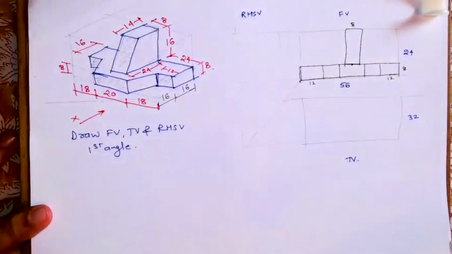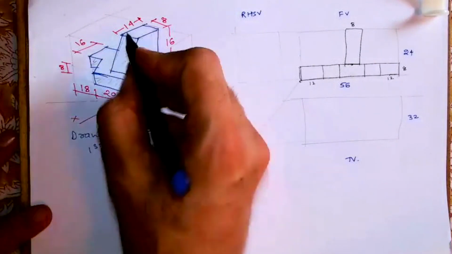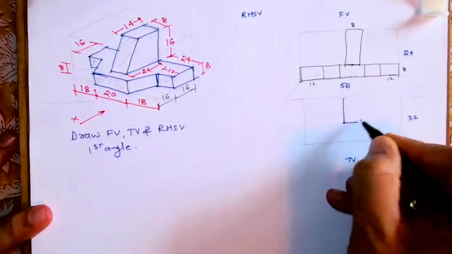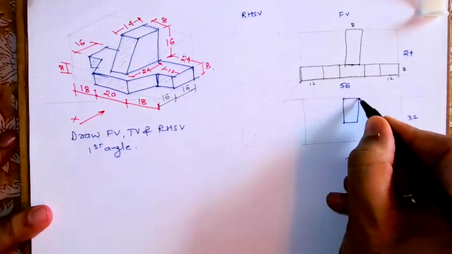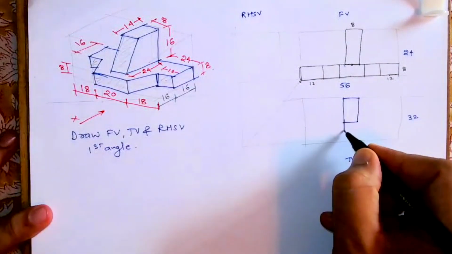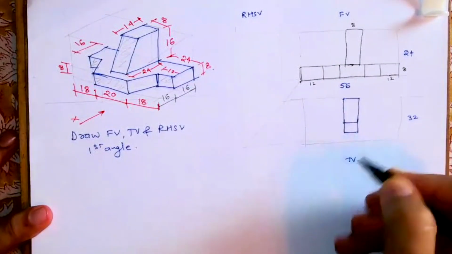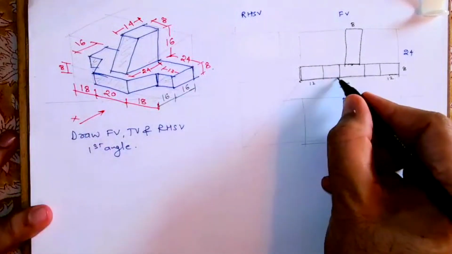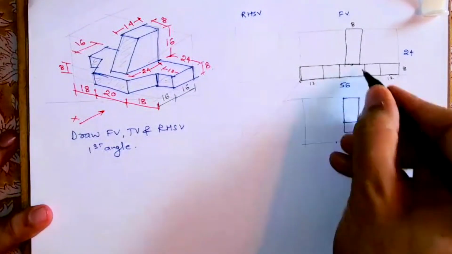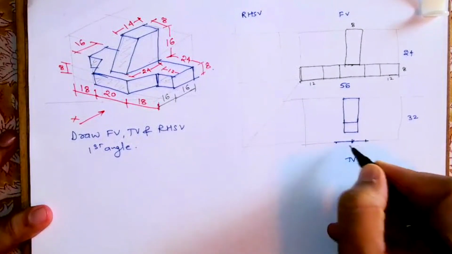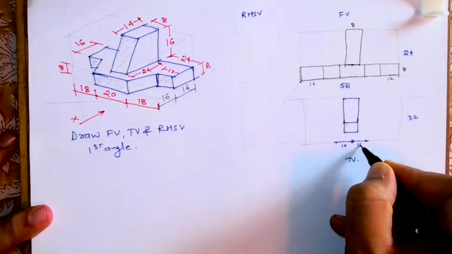Now after this, if you see top view, this 8 by 14. Right? Then we have slope. This is 24. This way. Then we have this 20. So from center, you can take 10, 10. Let's say this is the center point and I'll take 10, 10.